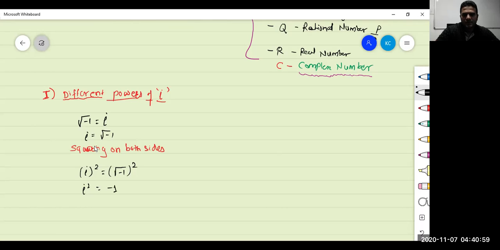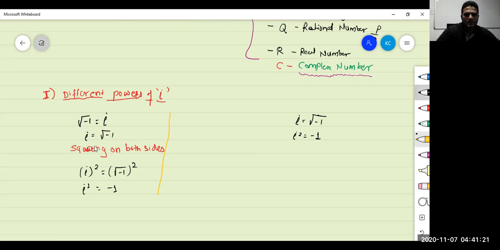So first we have seen what we replaced i with: root of -1. Then we have seen i square as -1. Now find out i raised to 3. Now we will find out i raised to 3.